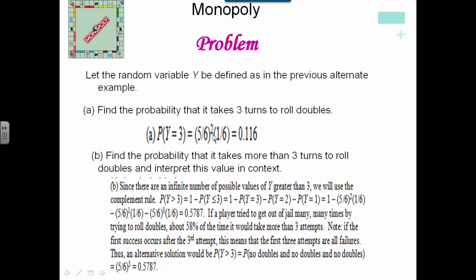Finding the probability it takes 3 turns to roll doubles: 5 out of 6 squared times 1 out of 6 equals 0.116. To find the probability it takes more than 3 turns to roll doubles and interpret this in context, we would take 1 minus the probability y is less than or equal to 3, which would be 1 minus y equals 3 minus y equals 2 minus y equals 1. So we figure all these out, we get 0.5787. So 58% of the time it will take more than 3 attempts.